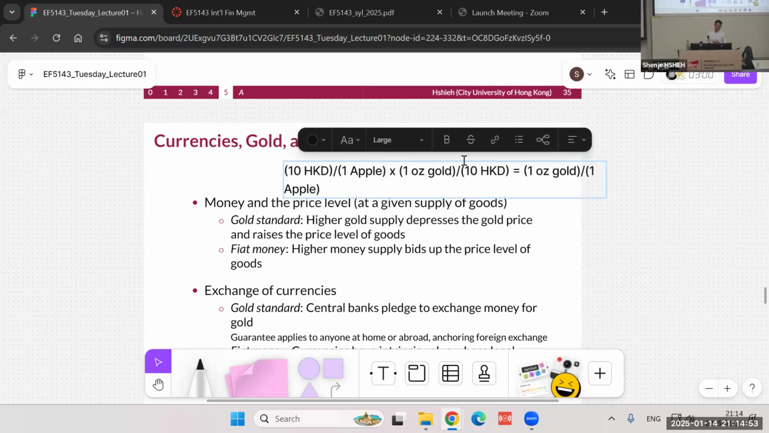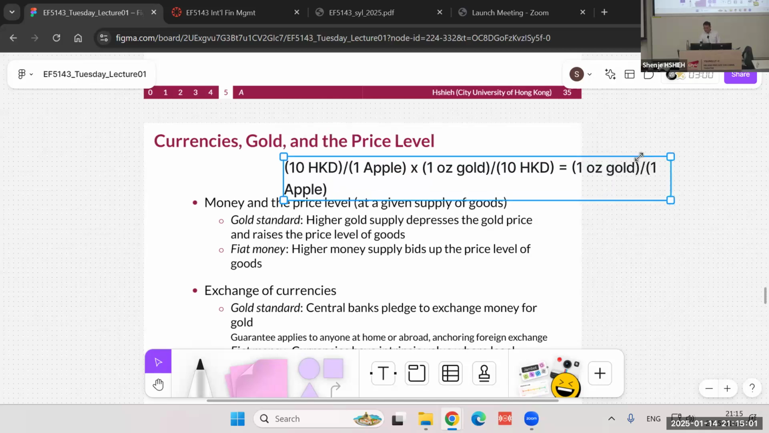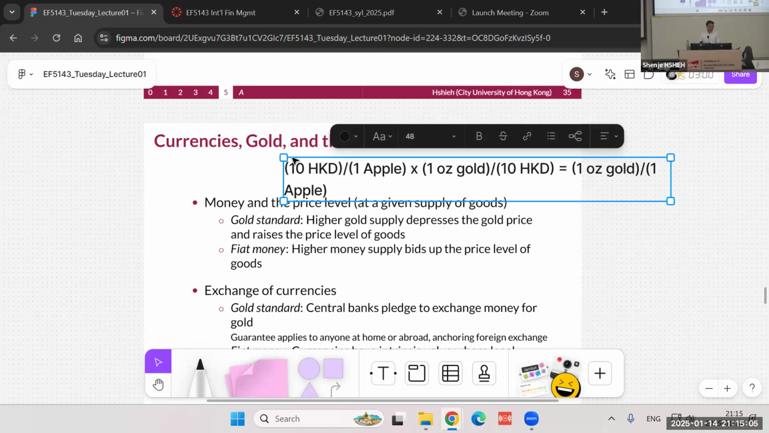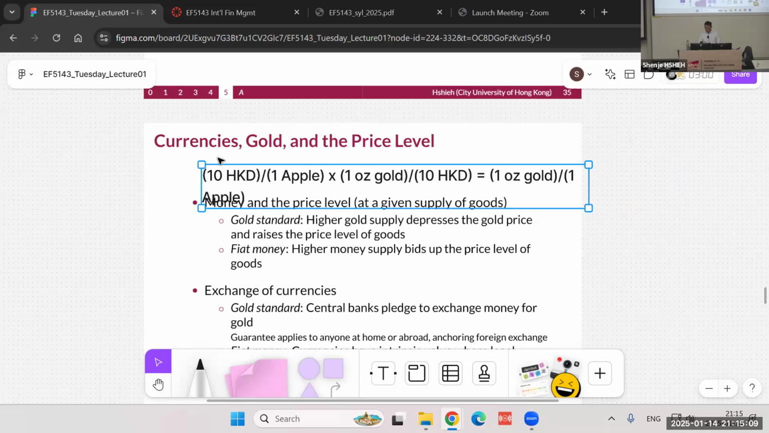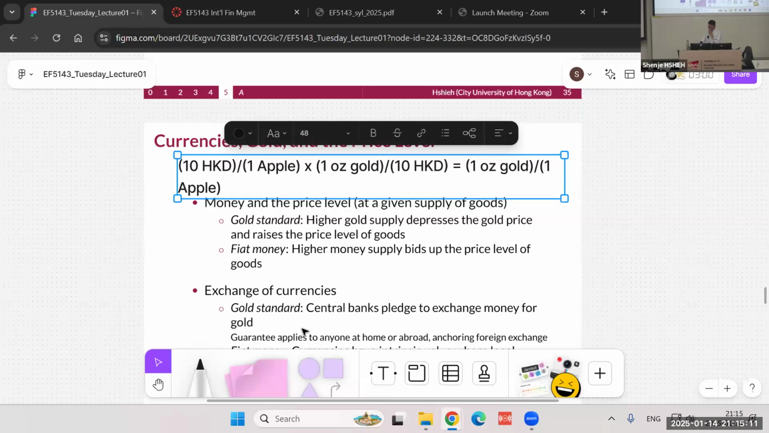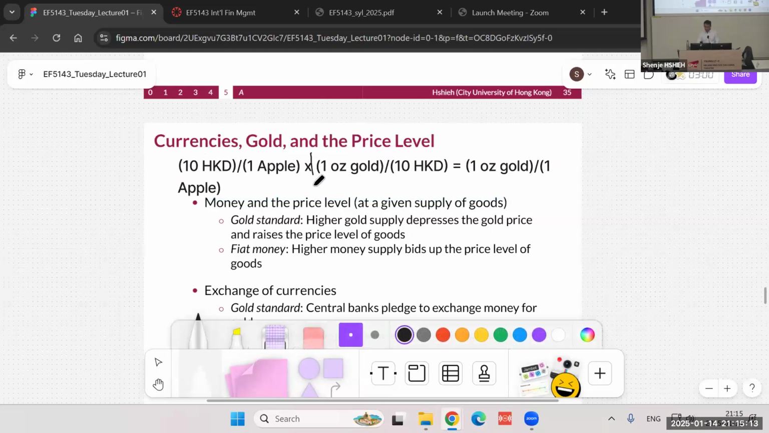I know everybody outside of the US likes metric, but an ounce is a unit of weight, and it doesn't matter how much it is. I don't know the conversion rate between ounces and grams, but anyway. All right, so that's under the gold standard. This number cannot be changed.